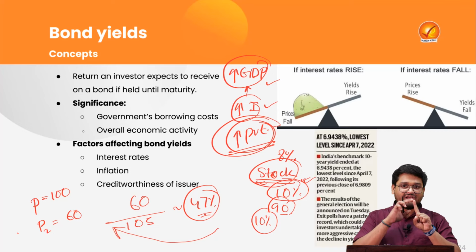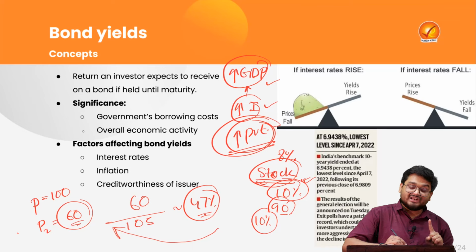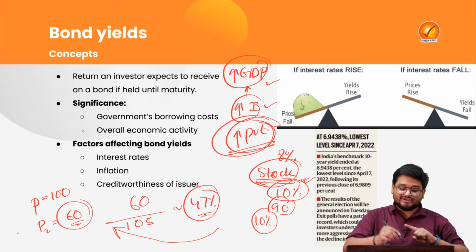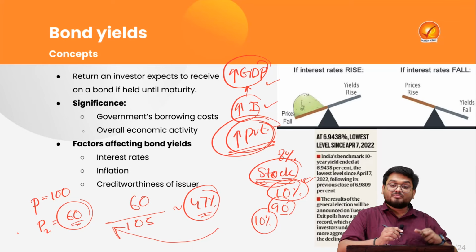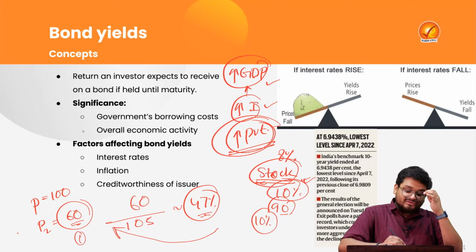Because first reason, right now the prices of the government bond has fallen very low, so it is very cheap, and finally the final return of 105 rupees is actually very much higher, so people will be getting a profit of 45 rupees, 50 rupees, and so on. So firstly, this is the main thing.